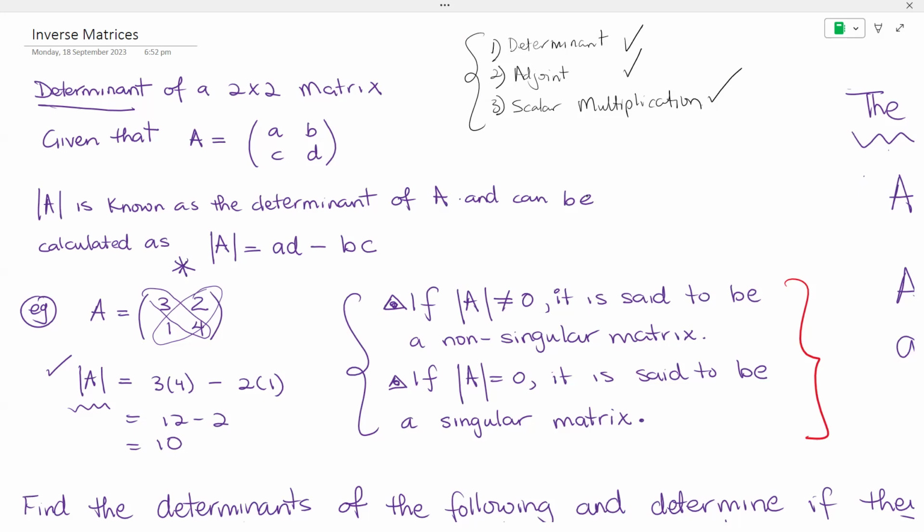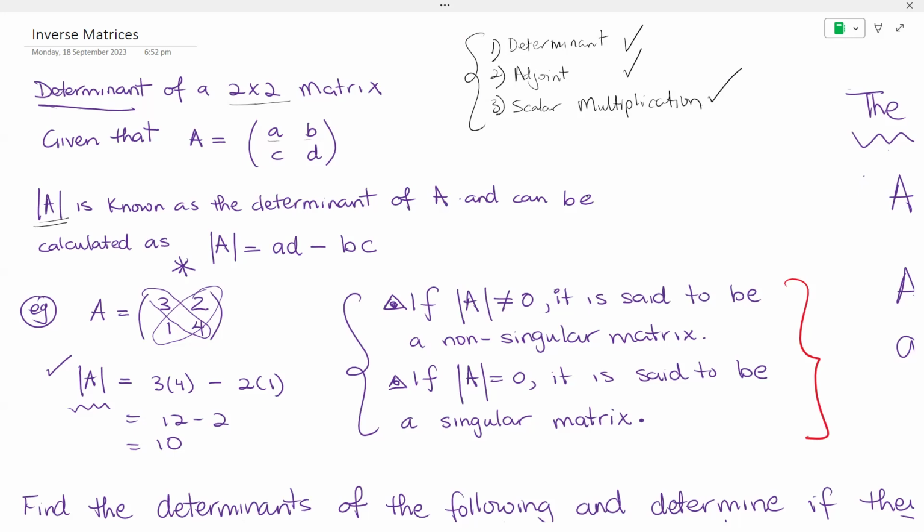A determinant of a 2 by 2 matrix, remember this is the order of the matrix, which is generally the matrix that they will ask you to find an inverse of, is given that A is a matrix A, B, C, D. A with 2 straight lines is known as the determinant of A. So if you see that, they're talking about the determinant of A, and it can be calculated as AD minus BC.